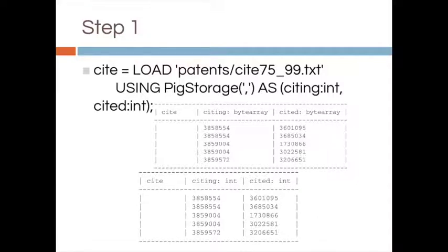So if you look at the top table, we have patent number 54 that is citing patent number 95. Then we have 54 again, citing 34. And so you have these duplicates like so.